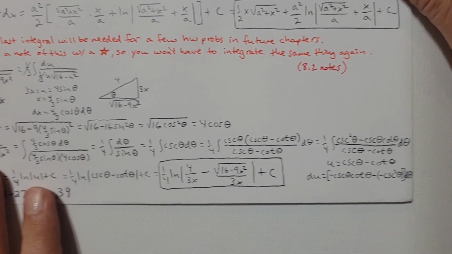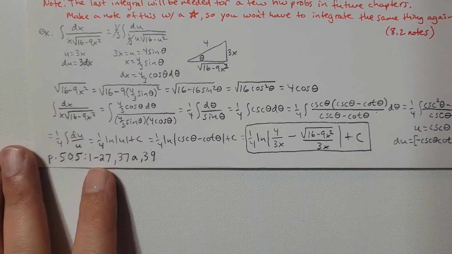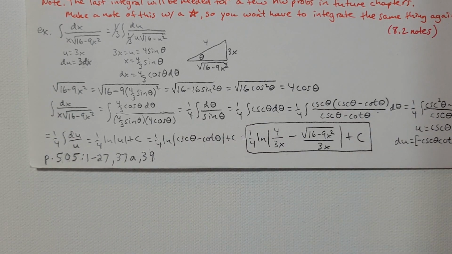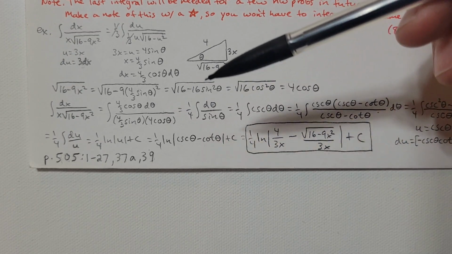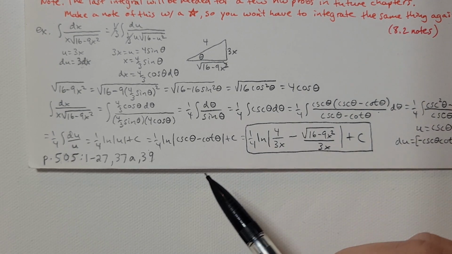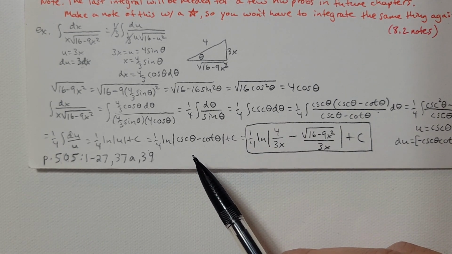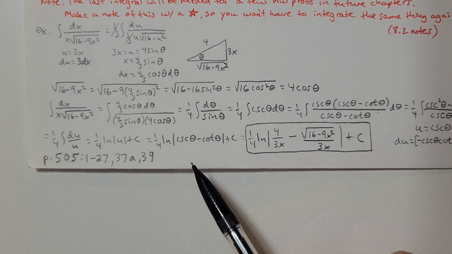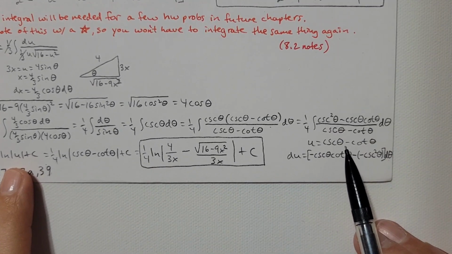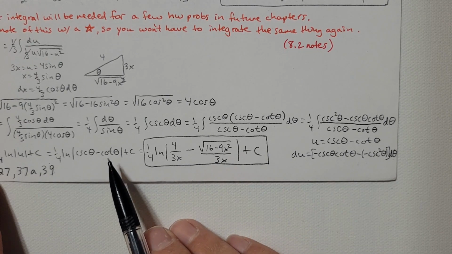Okay, so this substitution is going to work, and I end up getting 1/4 times the integral for 1 over u du, which is 1/4 times the ln of the absolute value of u plus c. Don't forget about the absolute value bars. U is cosecant theta minus cotangent theta.